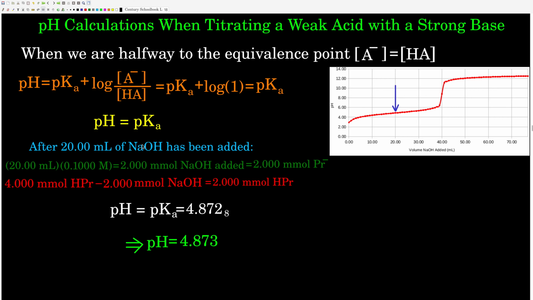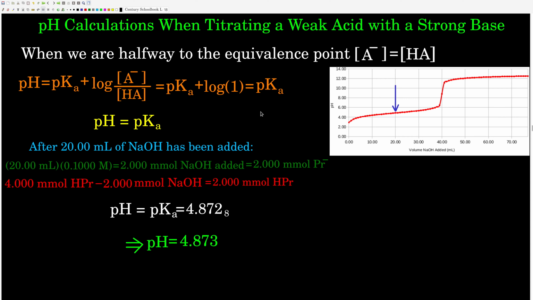After 20 milliliters of the base has been added, we have added 2.000 millimoles, which means we've converted 2.000 millimoles of the acid into its conjugate base, propanoate. We started with 4 millimoles of the acid. We've used up 2 because every sodium hydroxide uses up 1. We have 2 millimoles of the acid left.